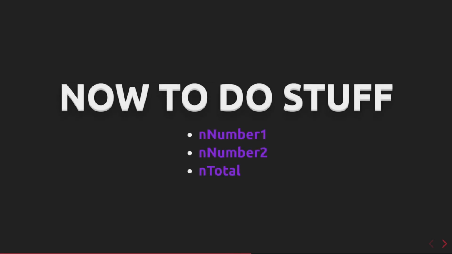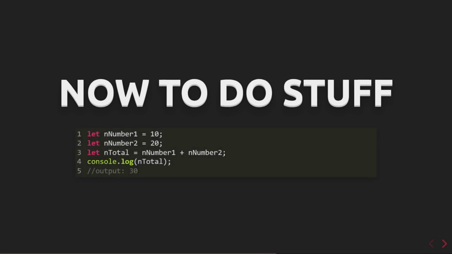Now let's do some stuff. Let's create 3 variables: nNumber1, nNumber2, and nTotal. We can write the following: let nNumber1 equal 10, let nNumber2 equal 20, and let nTotal equal nNumber1 plus nNumber2. And then we will just use a console.log nTotal. This will output 30.